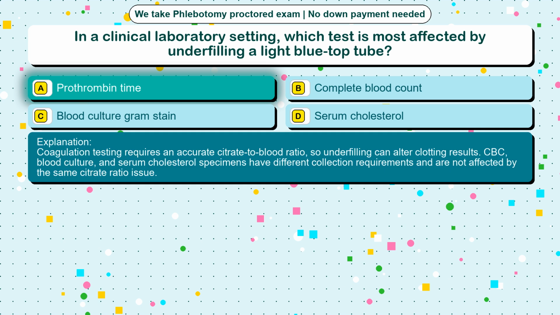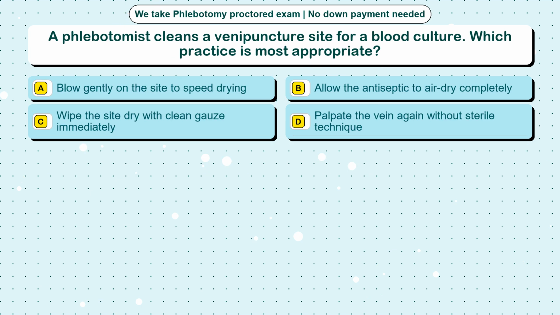Coagulation testing requires an accurate citrate to blood ratio, so underfilling can alter clotting results. CBC, blood culture, and serum cholesterol specimens have different collection requirements and are not affected by the same citrate ratio issue. Question 58. A phlebotomist cleans a venipuncture site for a blood culture. Which practice is most appropriate?